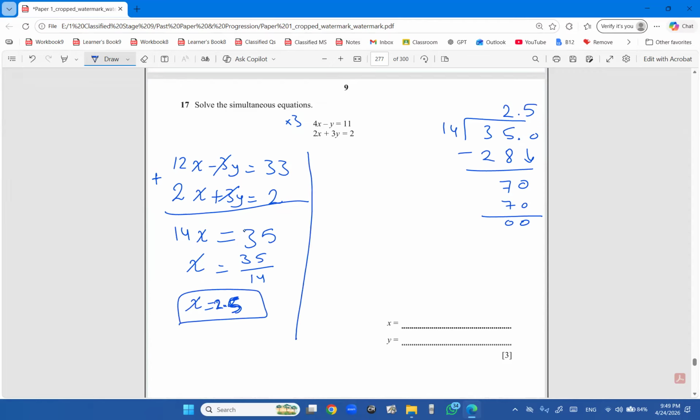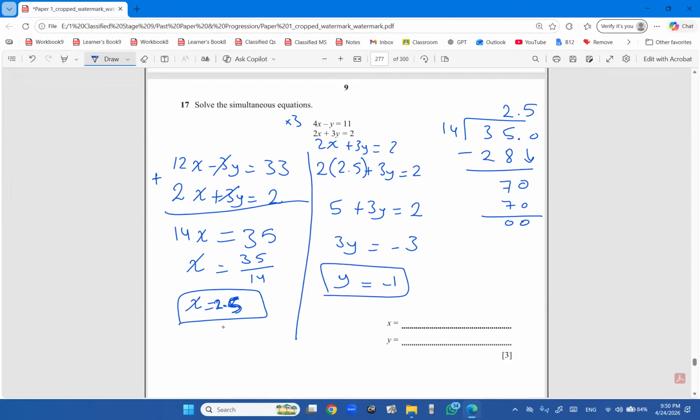I still need to find the y. So you can choose any of the two equations and substitute x with 2.5. I chose the second one, 2x plus 3y equals 2. So 2 multiplied by 2.5 plus 3y equals 2, which is 5 plus 3y equals 2. So 3y equals -3, because sending the 5 over there gives -5, so y equals -1. Now x is 2.5, y is -1.